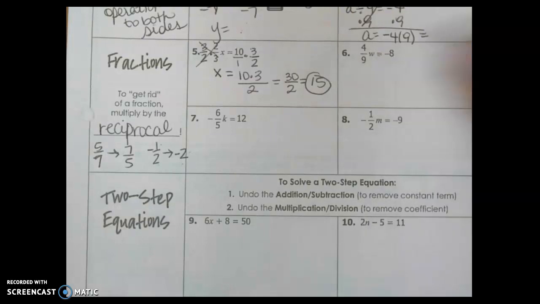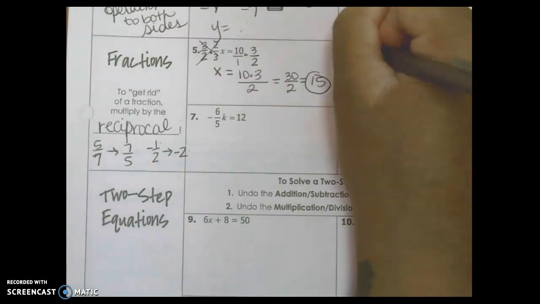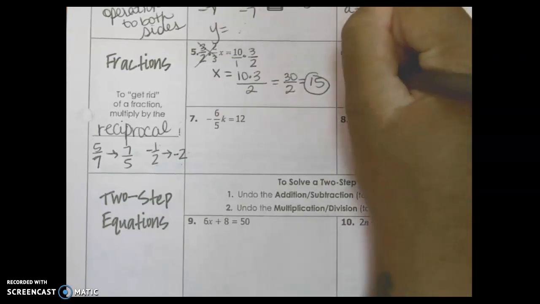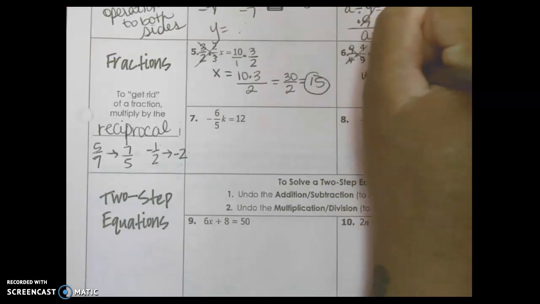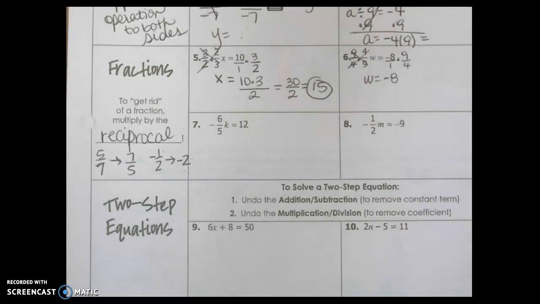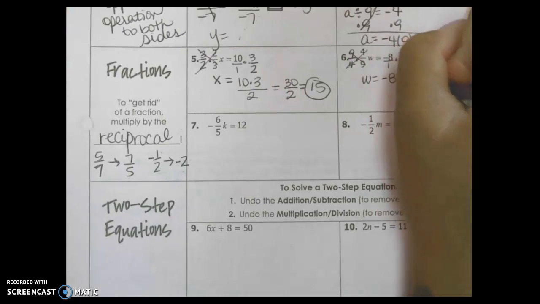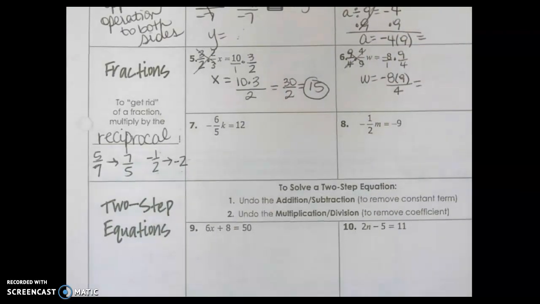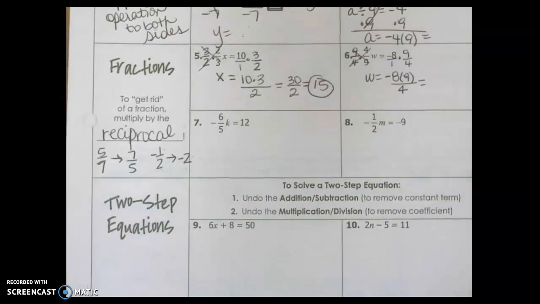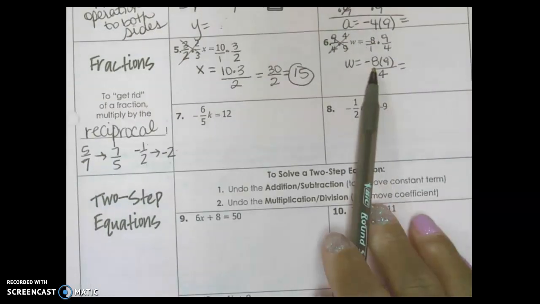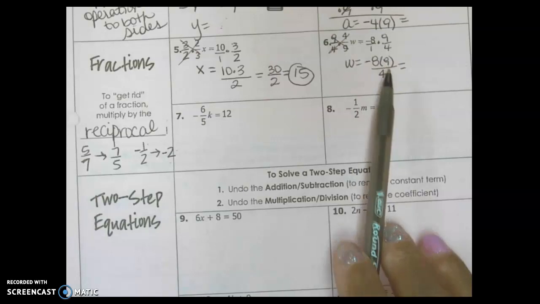So you're going to do the same thing over here. Times 9 over 4. These cancel out. W equals -8 times 9 over 4, 8 over 1. 8 times 9 over 4 times 1, and you need to work that out. Okay, don't forget that you have to multiply the negative 8 by 9 and then divide by 4.